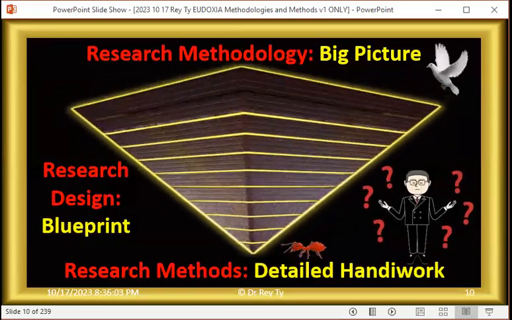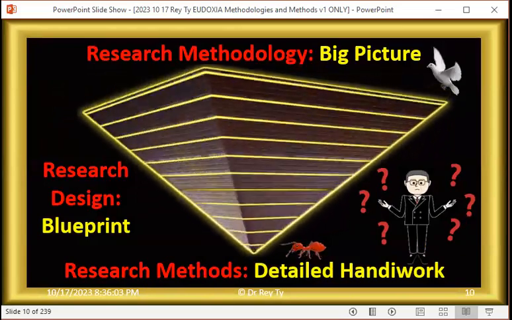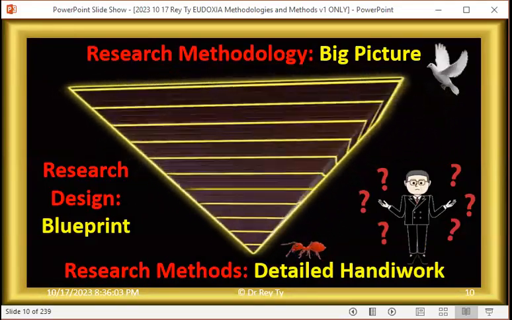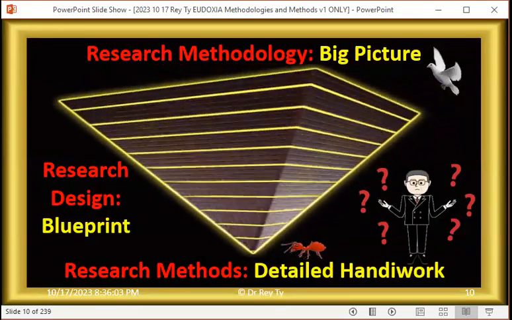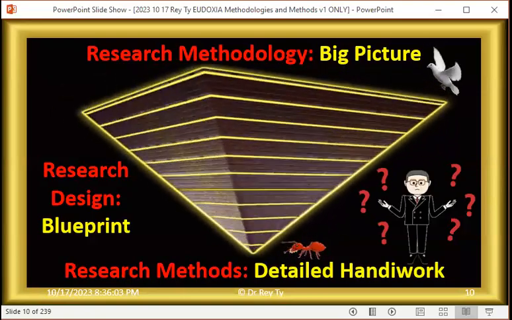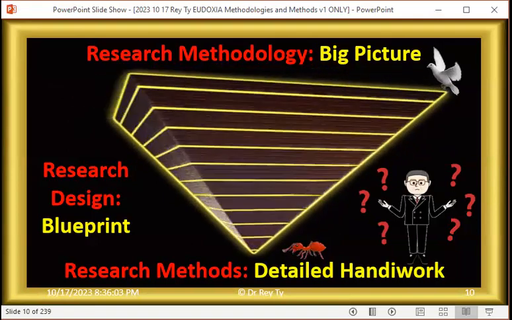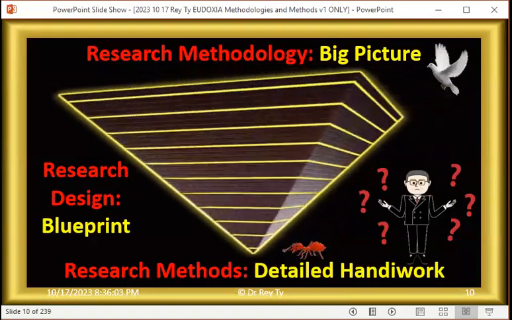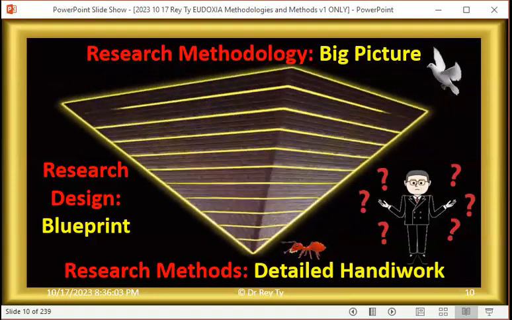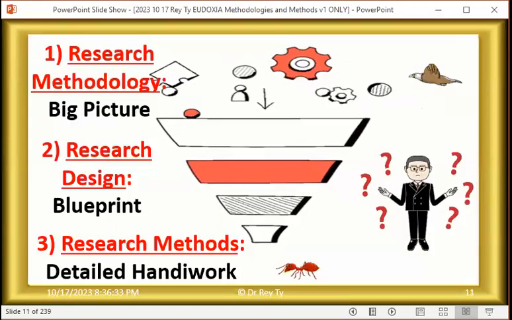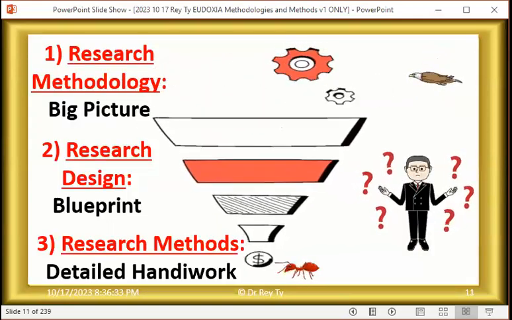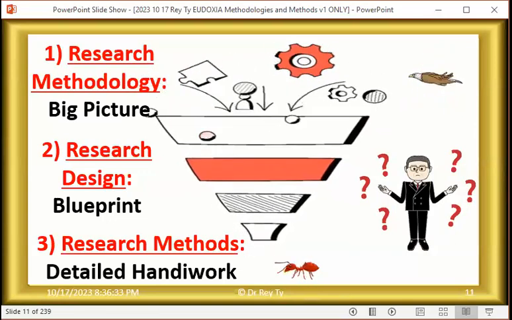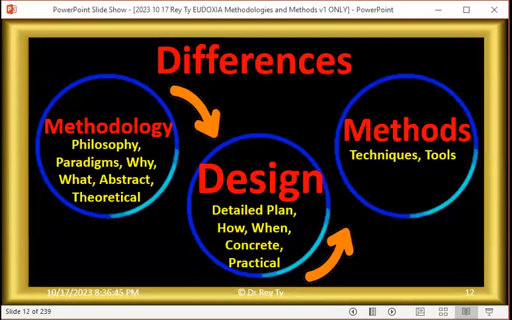Okay, research methodology, we're looking at the big picture. It's like an eagle's view, a bird's eye view of the whole field. Whereas research design, we are deciding in which way we are going to conduct the research. And research method, we're looking at the actual manual work or the computer work that has to be done. So these are three different components of research. So if you can see, one is the big picture, the second is we decide to do one way or the other, and the third one is the detailed work that has to be done.